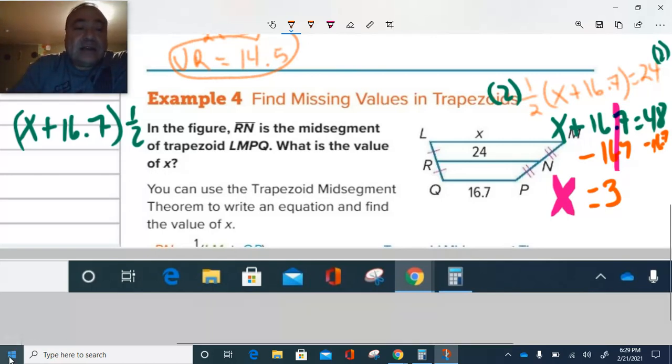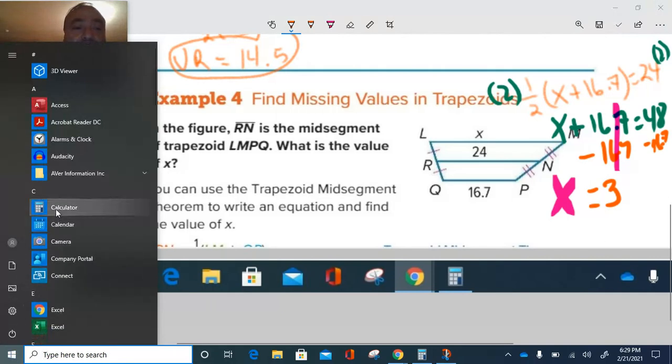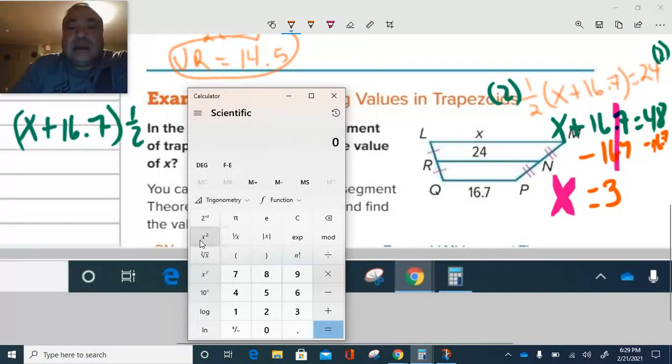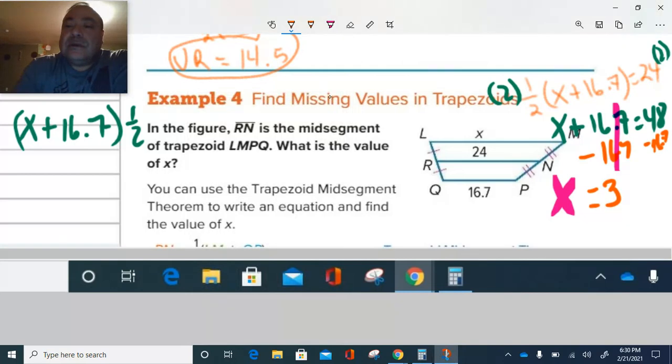So I'm going to use my dandy calculator because sometimes it's helpful. Okay. Let me see if I can get my dandy calculator. So I'm going to go 48 and I'm going to subtract 16.7. And I get, hey, 31.3. Okay. So we were right on track. So this is 31.3. Because if I was to add those two together and divide by half, it will give me 24. And there you are.